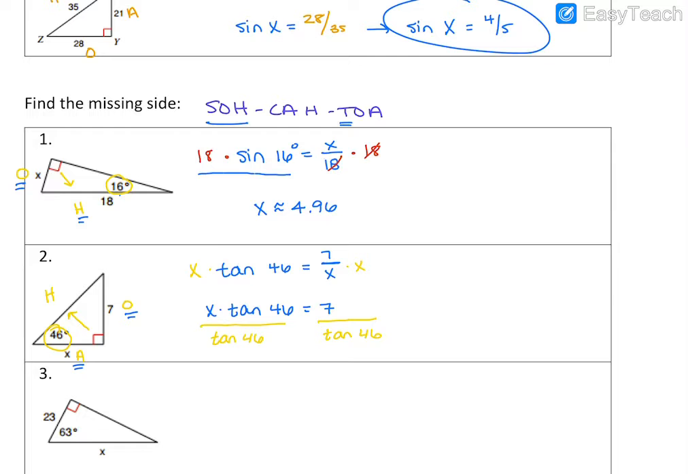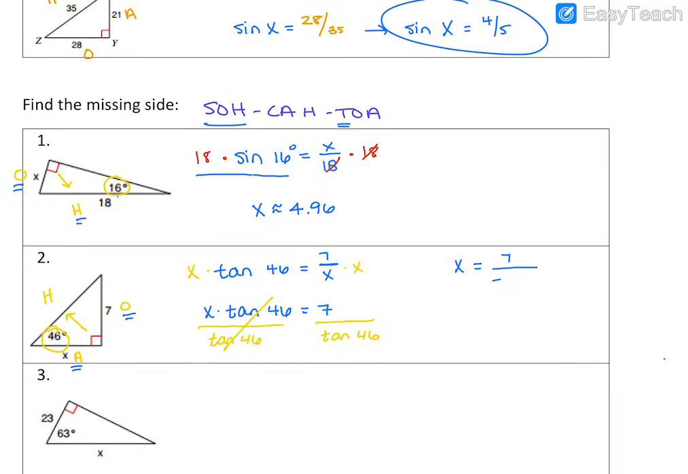Now, tangent is a function, so these go together. You can never separate them. Okay, you can't divide by 46 and leave tan by itself. Tan is nothing unless you actually are taking it with an angle. Okay, so the tans go away on that side, and we are left with x equals 7 over tangent of 46. That you can type right into your calculator, so go ahead and do that now. And round to the nearest hundredth.